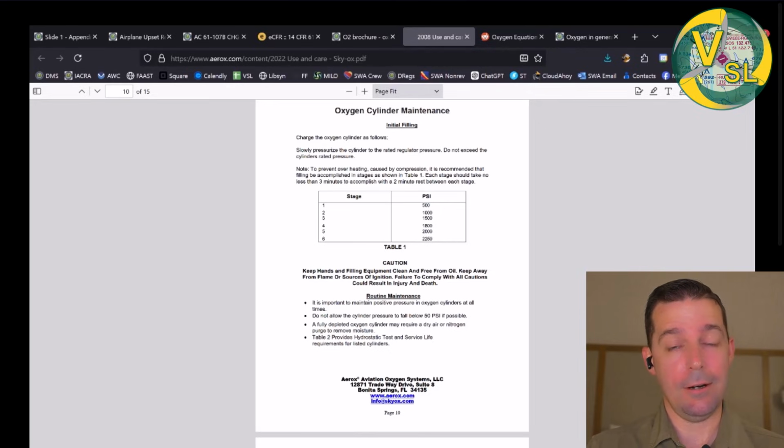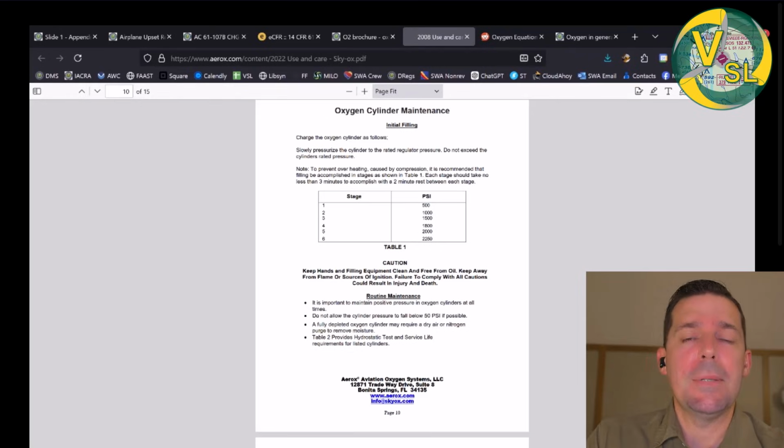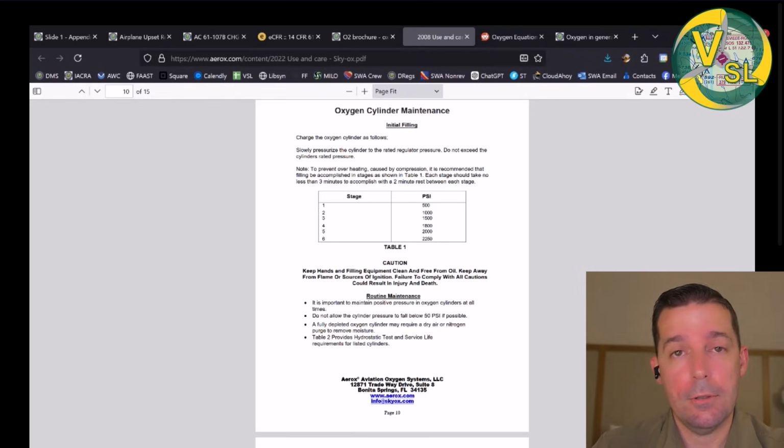That cylinder is going to get very hot. So it depends on the cylinder manufacturer and the rules here, but you definitely want to use the flight supplement or whatever the manufacturer suggests. In this case, they want you to fill up the cylinder in stages. So each stage should take no less than 3 minutes to accomplish, with a 2-minute rest in between each stage.